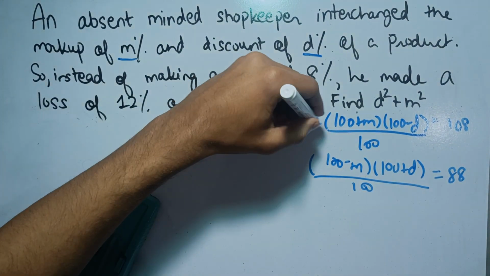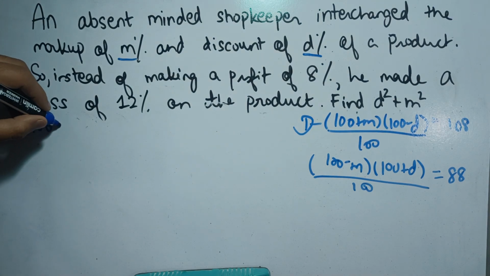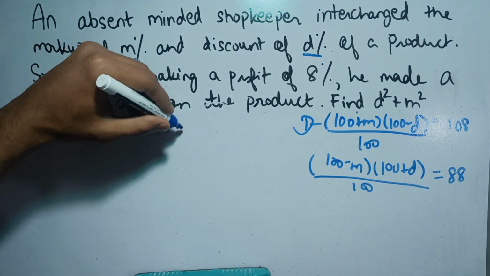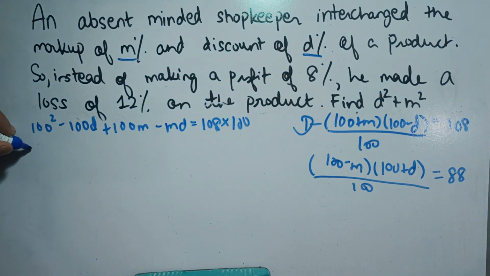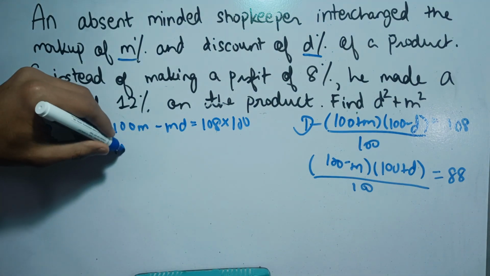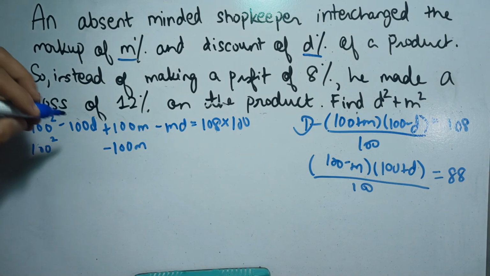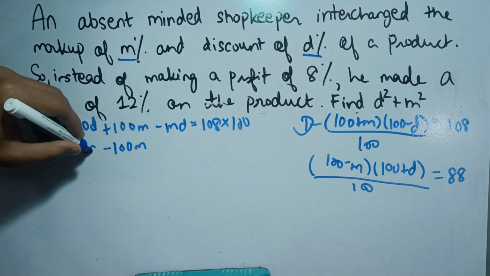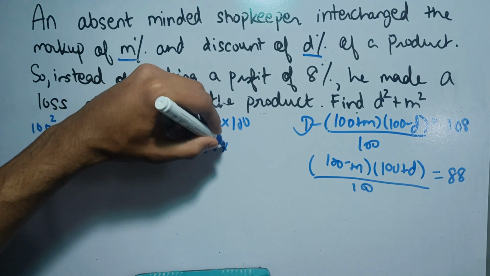Now we'll solve the first equation. We'll multiply this, and we'll get 100 square minus 100D plus 100M minus MD is equal to 108 into 100. Now we'll solve the second equation. We'll get 100 square minus 100M and 100D minus MD, and this would come out to be 88 into 100.